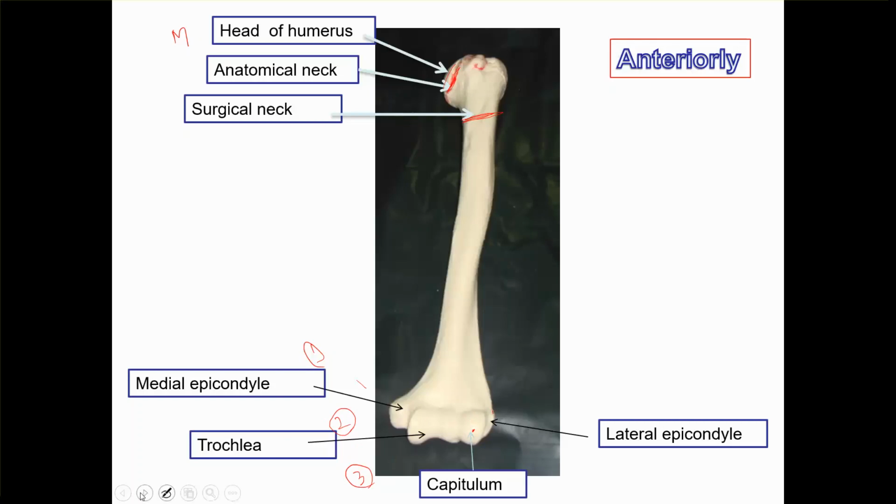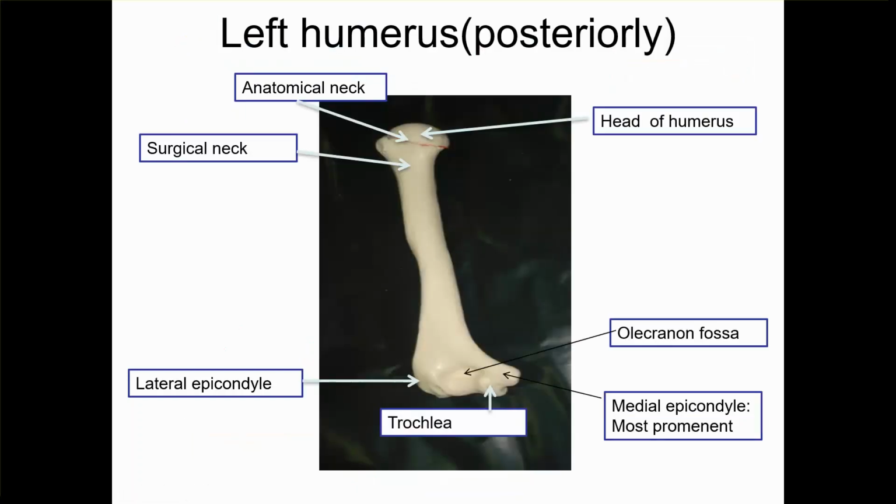In the posterior aspect, again you can look for the head of the humerus and the anatomical neck. This is the surgical neck, same, and you can look for all the points which I just told you. And this is the olecranon fossa. So the humerus has 3 fossas: 2 anteriorly, the coronoid fossa and the radial fossa, and posteriorly the olecranon fossa.